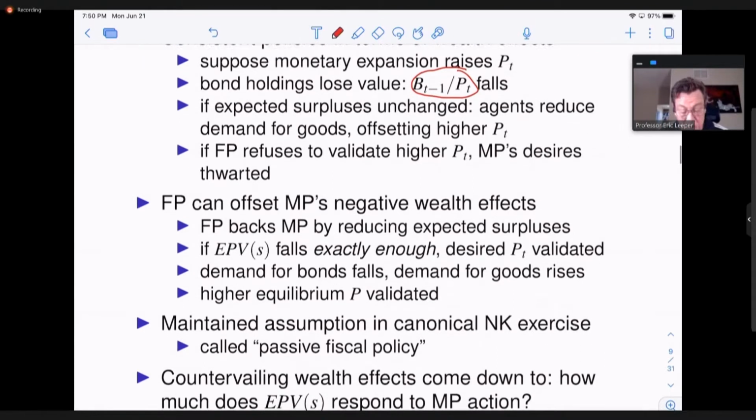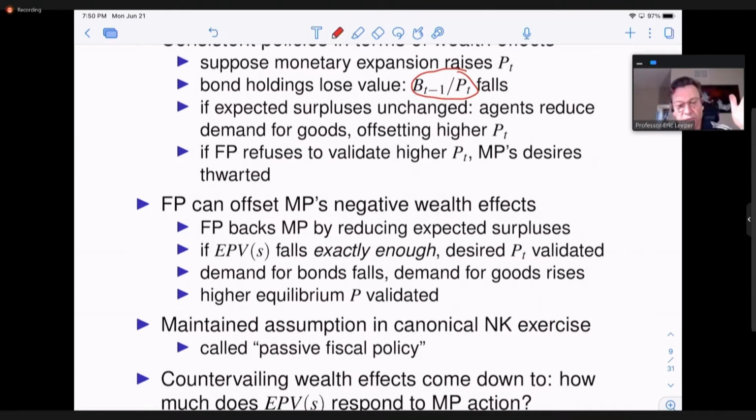Now, fiscal policy can offset monetary policy's negative wealth effects. Remember that a higher price level is going to have a negative wealth effect on the household. It can do that by reducing expected surpluses. So if this present value of surpluses falls exactly enough, then voila, the price level that the central bank wants to achieve actually happens. It becomes the equilibrium. And in this environment then, because future surpluses are falling, that makes bonds less desirable. Individuals substitute out of bonds and into buying goods, which is exactly what the central bank wants. That then is consistent with a higher price level.